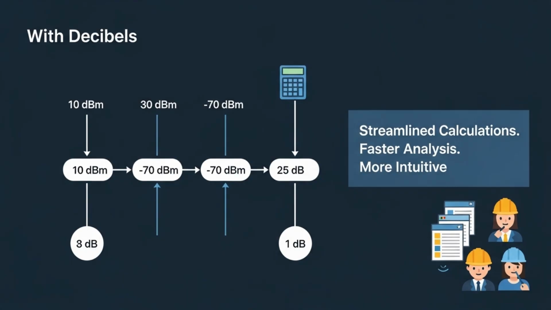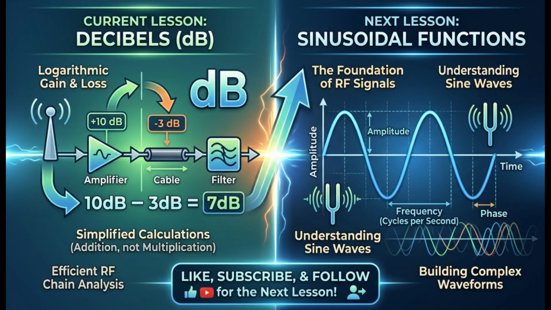Without decibels, RF system design would require constant handling of extremely large and small numbers, making analysis slower, more error-prone, and far less intuitive. In this lesson, we learned that decibels provide a logarithmic way to represent signal gain, loss, and power levels in RF systems. They simplify complex multiplicative relationships into simple addition and make it possible to analyze entire signal chains efficiently.